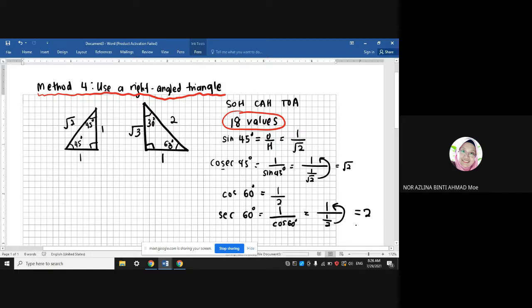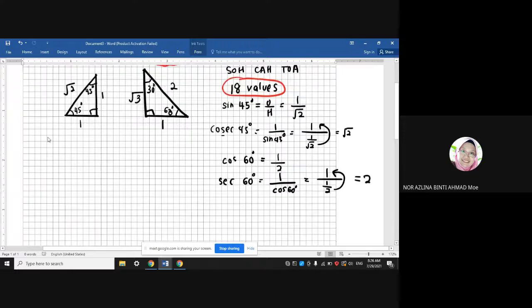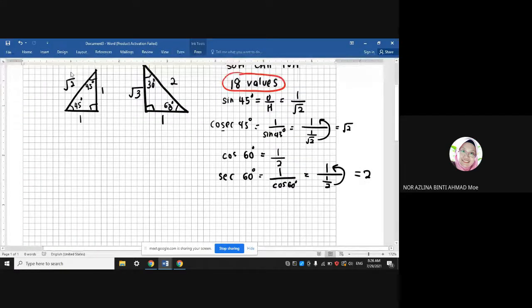Okay, next. Example 10. By using the trigonometric ratio of special angle, find the value of each of the following. A, cos 315 degrees.